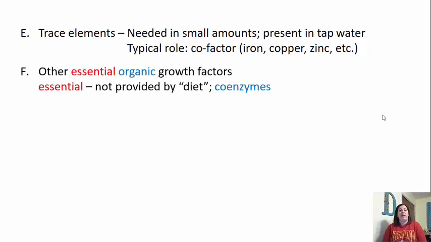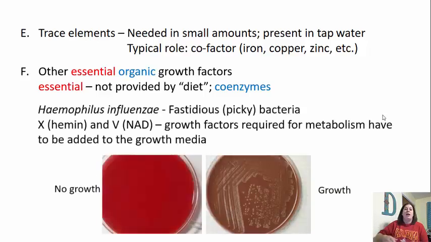Now, other essential organic growth factors are going to be important, not provided by their diet, but they are needed to help with coenzymes. So an example of this is Haemophilus influenzae. It's what we call a fastidious bacteria, which means it's picky. Okay, it's going to need some extra help. And with this, there are some factors that are essential for its growth. One is what we see here with the Roman numeral 10 or X. This is what we call hemin, and then also the V or Roman numeral 5 is NAD. These are growth factors required for metabolism that have to be added to the growth media.